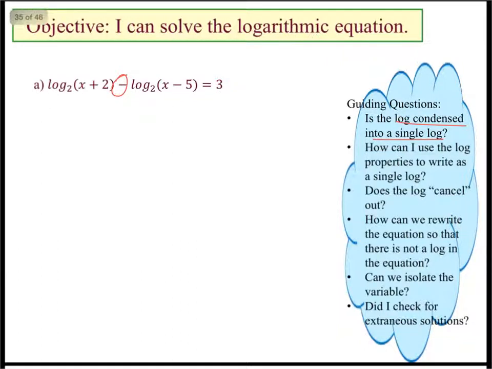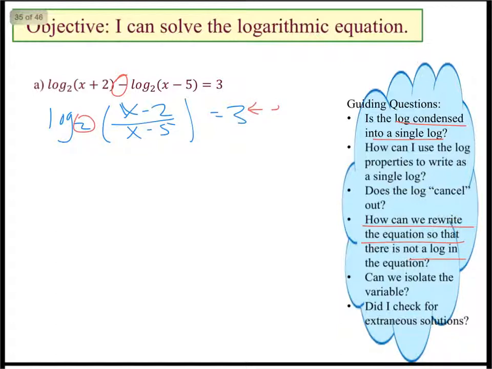So rewriting this, we're going to have log base 2 of x minus 2 over x minus 5, and that's going to be equal to 3. We do want to proceed here and go ahead and rewrite the equation in order to eliminate the log. So I see that we have a base 2 and 3 would be our exponent. So rewriting that, we get 2 to the third power is equal to x minus 2 over x minus 5. Simplifying further, we get 8 equals x minus 2 over x minus 5.